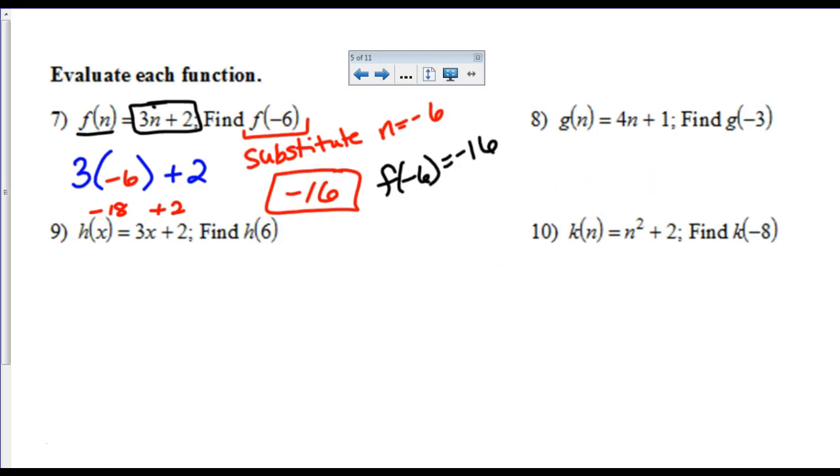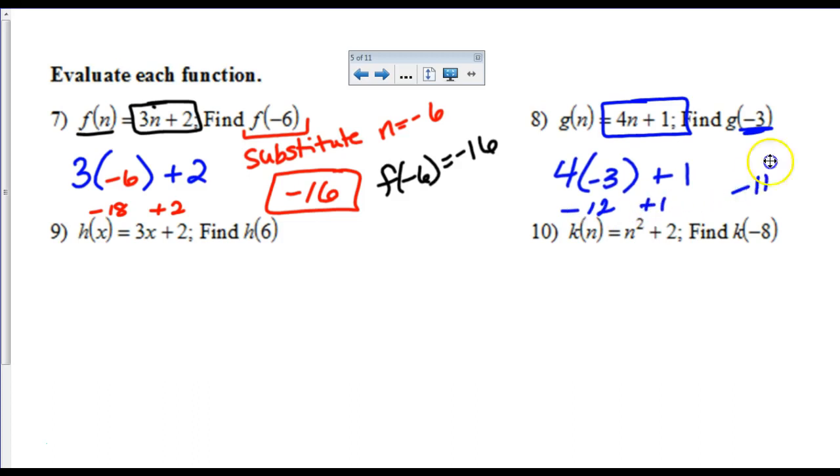and box it in. So here for number 8, here's the function, 4n plus 1, and we're supposed to be plugging in a negative 3 for the n. So 4 times negative 3, and then plus 1. So let's see, that's negative 12 plus 1. So adding those up, I get negative 11.